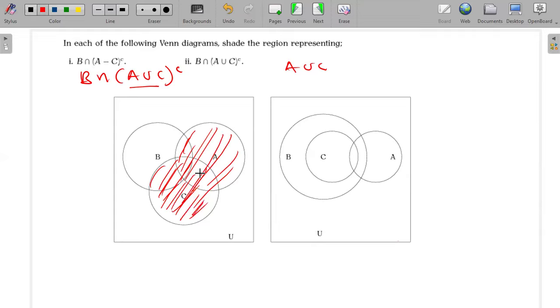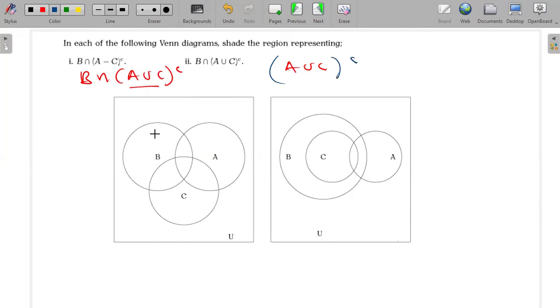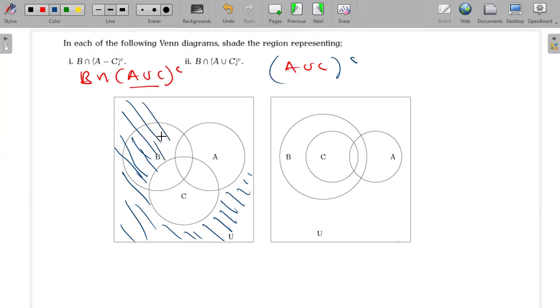Now we are looking at the complement, meaning everything outside this region here, which was shaded. So our A union C complement, because now we've brought in the complement, is going to be everything outside the union. So I shade this here like that. Okay, so you have this here.